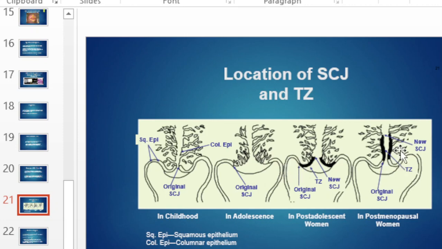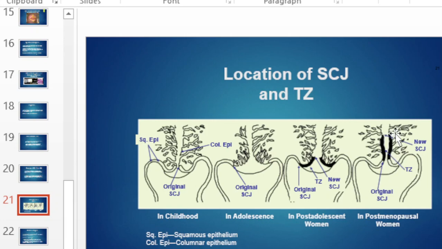So as you can see on this one now, this one is a postmenopausal woman. The squamocolumnar junction, there has been a replacement of the columnar epithelium by the squamous epithelium upwards into the endocervix. So you find that the transformation zone has shifted inside compared to this one. The transformation zone is fairly on the outside. You can see it when you put a speculum. But in a woman who's postmenopausal, the transformation zone is inside the endocervix.